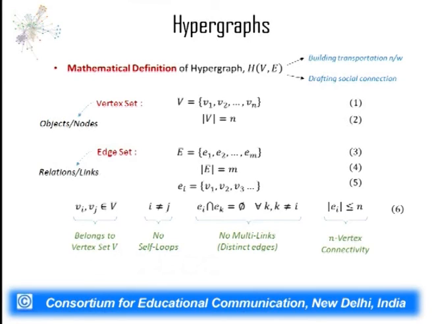Now, what are the important constraints that we have here? Since this is a standard hypergraph, no loops, no self loops, no multi-links. But what happens to the fourth criteria? Earlier, the cardinality of each edge E_i was strictly equal to 2. It cannot be 0, 1 or more than 2. It was exactly equal to 2. But now we can see that this is less than or equal to n. This specifies n vertex connectivity. That is, now a single edge can be used to connect more than one vertex.